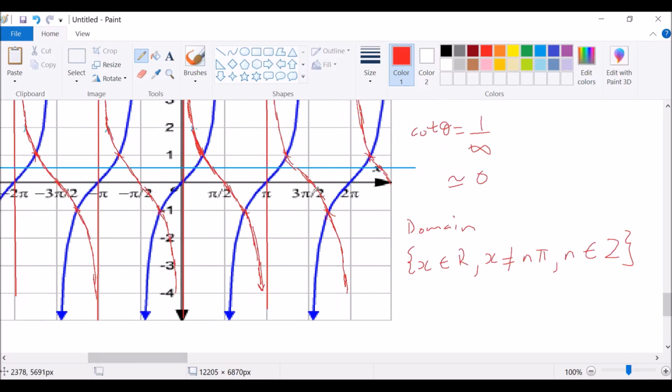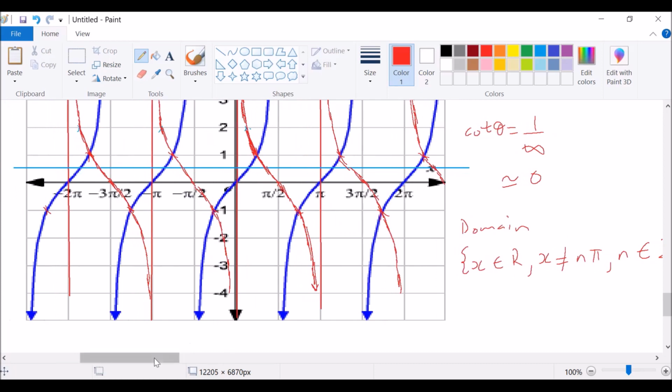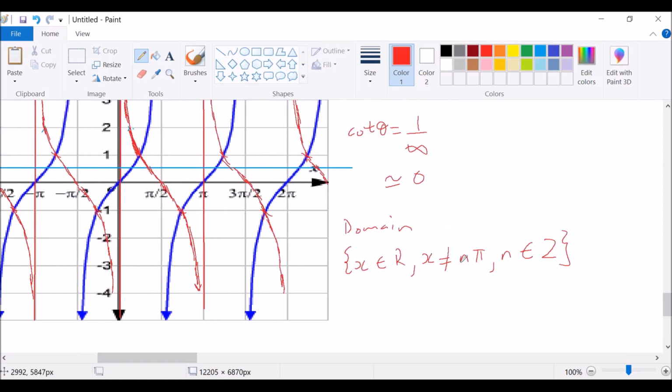Okay, so we are excluding all these values. Pi is an asymptote, 2 pi is an asymptote, minus pi is an asymptote, minus 2 pi is an asymptote. All these multiples of pi by integers, positive or negative, are not included in the domain. For the range, any value, y is an element of real numbers. Any real number is applicable.